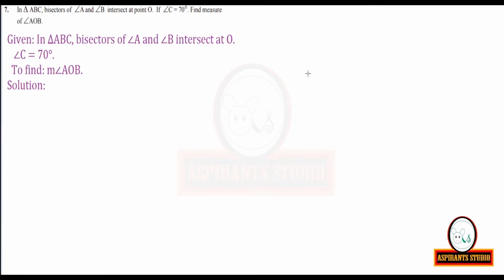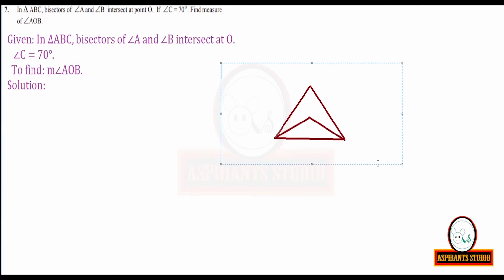Question number 7. In triangle ABC, bisectors of angle A and angle B intersect at point O. Angle C is equal to 70 degrees is given. You have to find measure of angle AOB. First you have to draw the figure because the figure is not given. So you have to construct triangle ABC. Just draw triangle ABC rough figure.